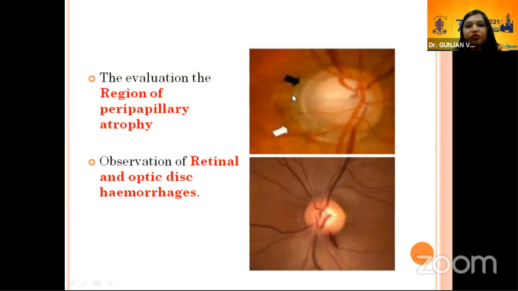Again, for checking the progression, we have to check for peripapillary atrophy. Enlargement of zone beta should be carefully evaluated, along with observation of retinal and optic disc hemorrhages. Presence of any one hemorrhage near the disc margin should arouse suspicion, and we should check for progression. It is usually seen in normal tension glaucoma patients.